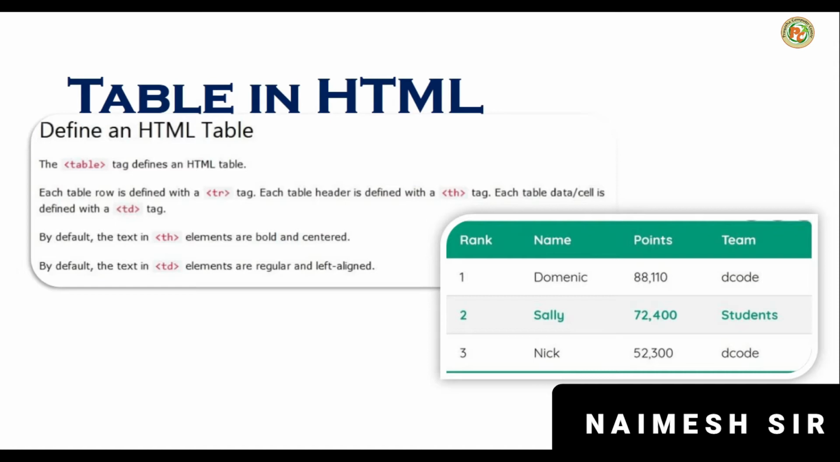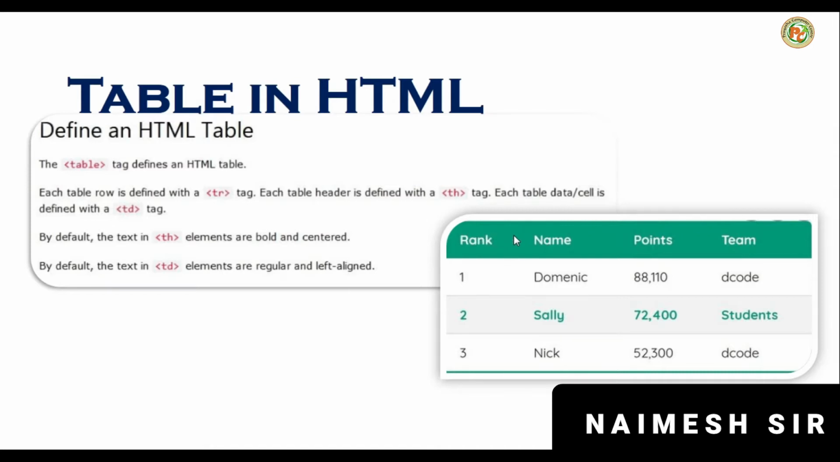So what is a table? A table is a tag in HTML that is defined like this: table inside the greater-than and less-than signs. Whenever we discuss a table, there are two things: one is the row and the second is the columns. So this is one example here.